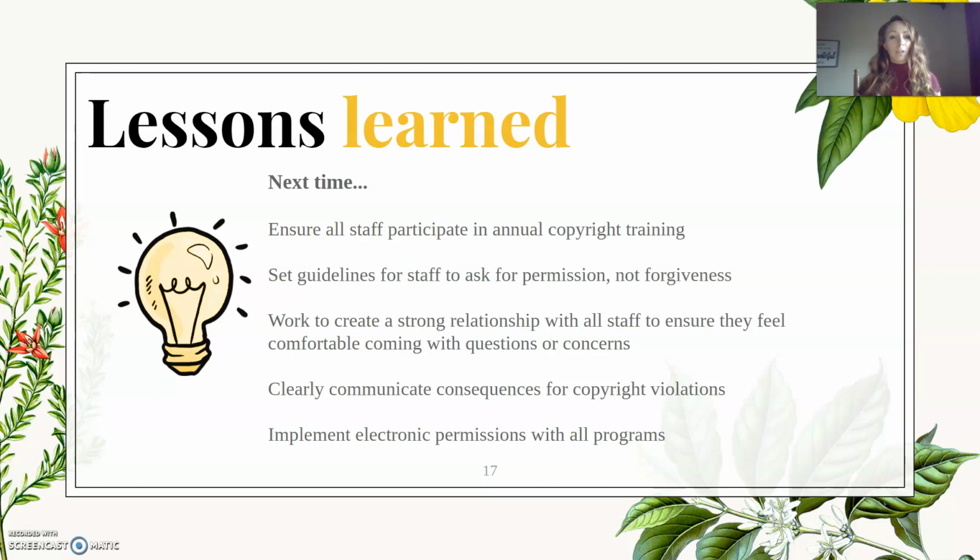I would work to create a strong relationship with all staff to ensure they feel comfortable coming to me with questions and concerns. I would also implement electronic permissions with all programs, only allowing approved software to be operated on school property computers, with no access to download or copy these programs.